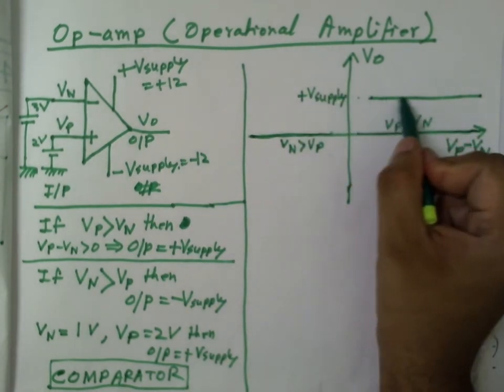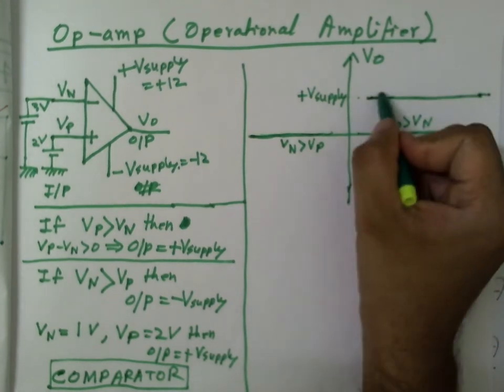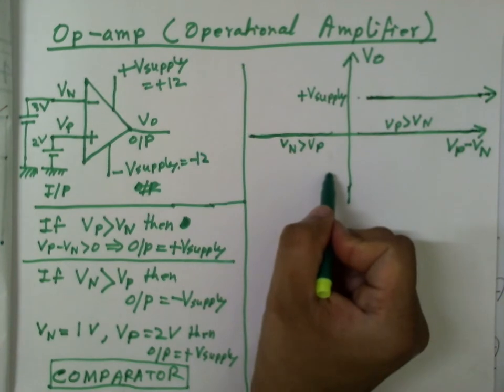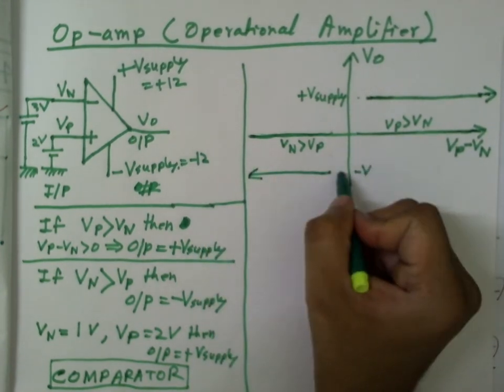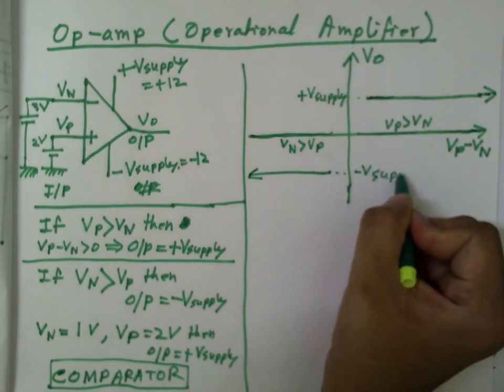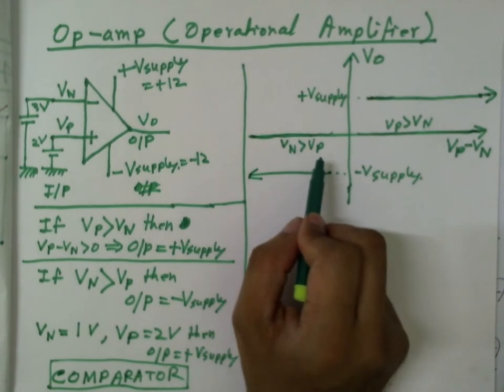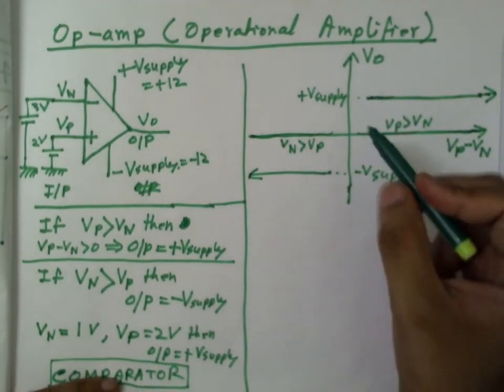So whenever Vp is greater than Vn, the output is positive, and it goes on like this. On this side, the output is negative and is equal to minus V supply, because Vn, the negative input, is higher than the positive input. It's very simple, nothing complicated.